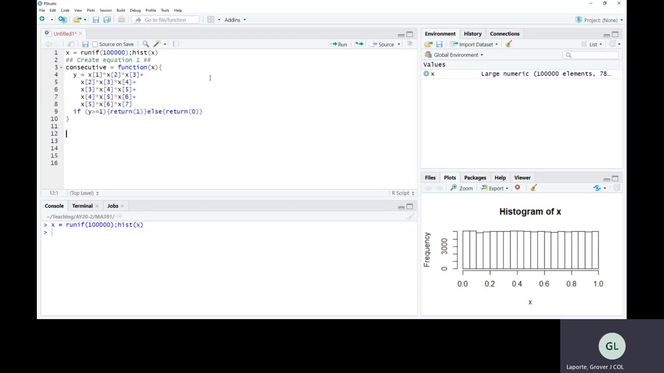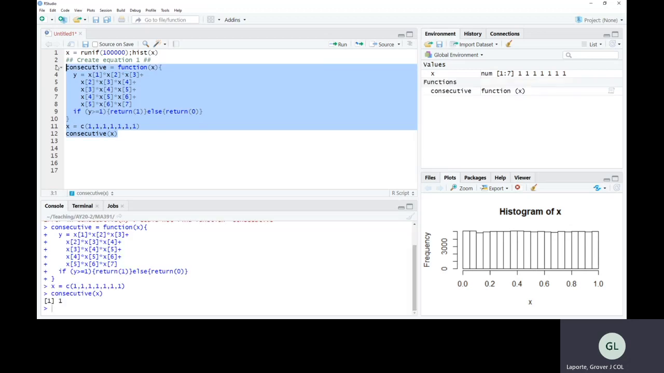But just in case, every time you write a little function like this, you want to test it. So I'm going to let x, this little small x, equal c of 1, 1, 1, 1, 1, 1, 1. And then I'm going to run it through consecutive. So consecutive x, should be a small x. Oh, I couldn't find it because I didn't run it yet. Control enter, and we see this equal to 1. So that should make you feel comfortable, at least on that one.